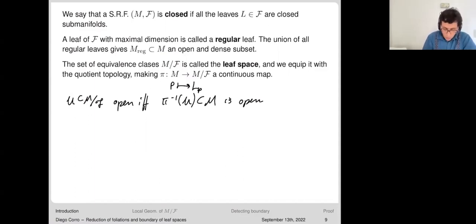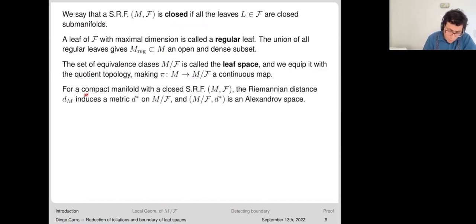Closed foliations are interesting to us in the context of Alexandrov geometry, because if we start with a compact manifold with a closed singular Riemannian foliation, then the Riemannian distance of M will induce a new complete length metric D star on the leaf space, which makes it an Alexandrov space. The curvature bound is the same curvature bound that M has. And moreover, the topology induced by this new distance, D star, agrees with the quotient topology we set.